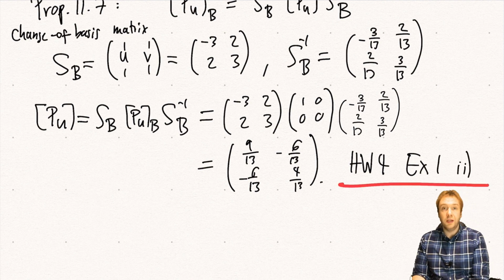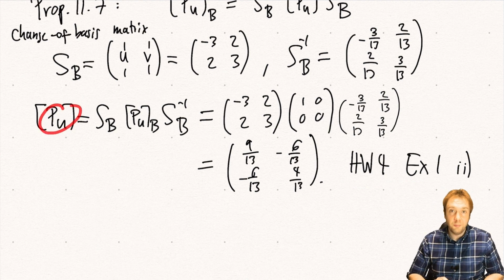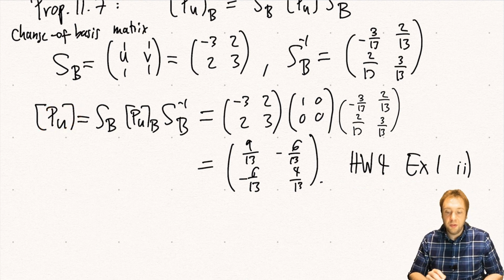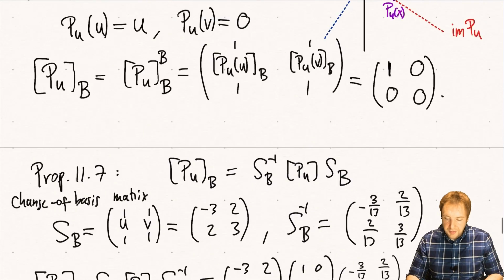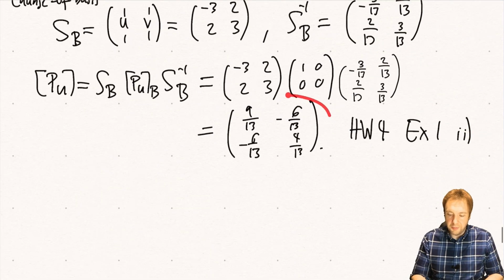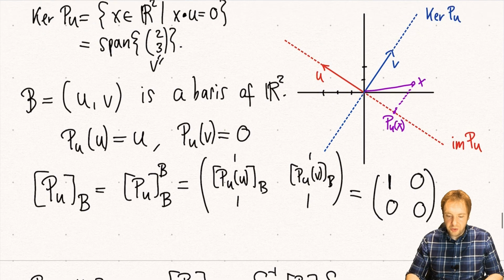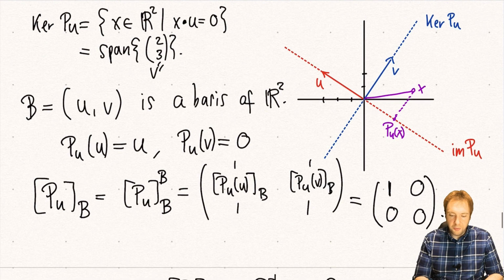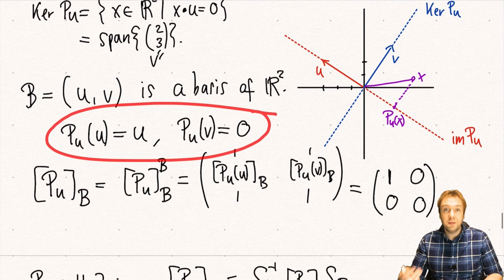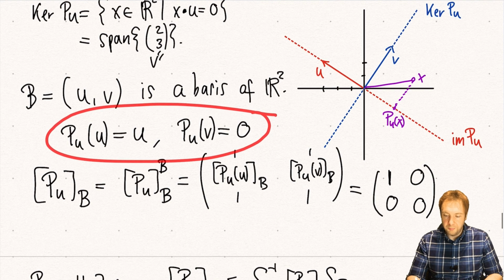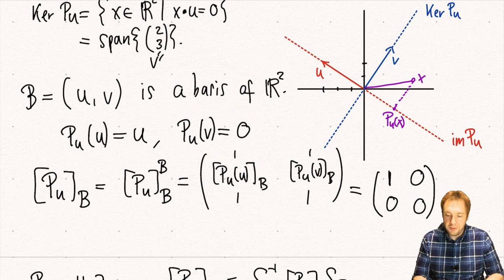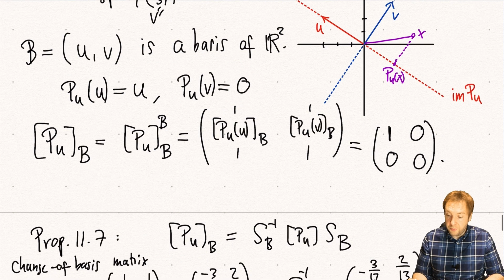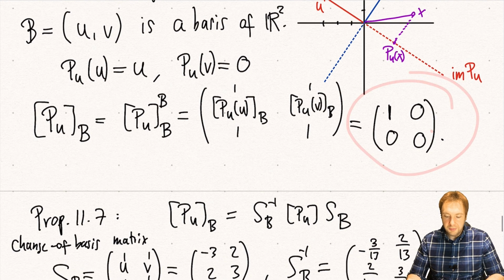And this you can compare with your homework 4, exercise 1, the second part. In this homework you gave a formula for the matrix of PU in general, and you will see if you use this U in this example you get exactly this matrix here. But notice here that to calculate this matrix we basically just used the geometric interpretation of this map, because with this basis here it was quite easy to write down what this linear map does to these basis elements, because it's a projection onto U, so therefore just U stays the same and V is orthogonal, and therefore V gets mapped to 0.